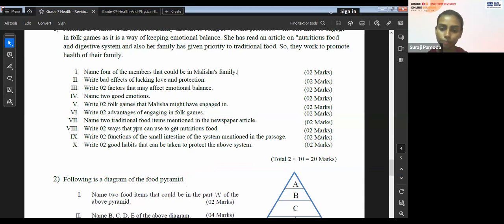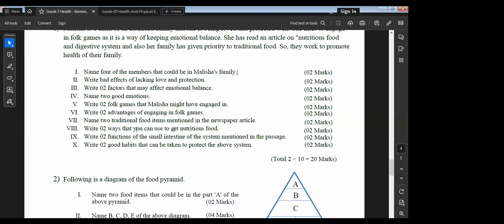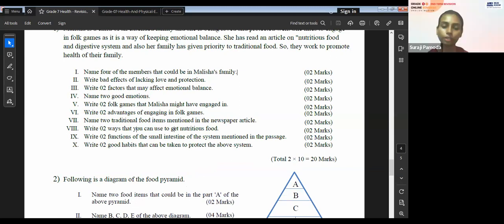Get healthy foods for meals. Yes, very good. Getting healthy foods for meals, right? And the other one is drinking enough water, because water is important for digestion, right? Any other answers?